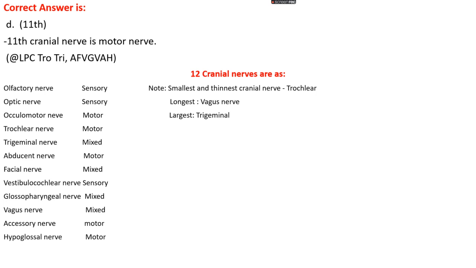We can learn that the cranial nerves are the nerves which originate directly from the brain. Okay, and there are 12 cranial nerves: olfactory, optic, oculomotor, trochlear, trigeminal, abducens, facial, vestibulocochlear, glossopharyngeal, vagus, accessory, and hypoglossal nerves. Okay, and if we see the nature of these nerves, some are sensory, some motor, and some mixed. Note that the smallest and thinnest cranial nerve is the trochlear nerve, the longest nerve is the vagus nerve, and the largest nerve is the trigeminal nerve.